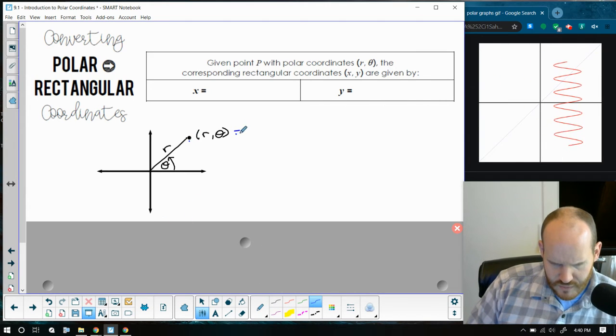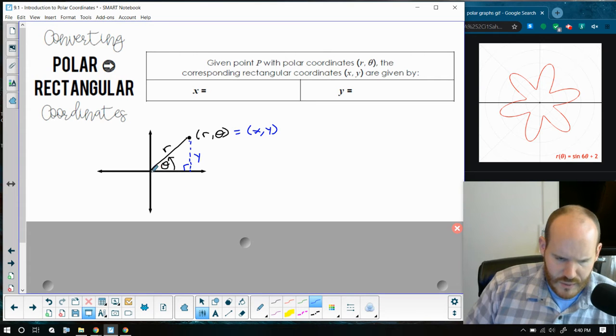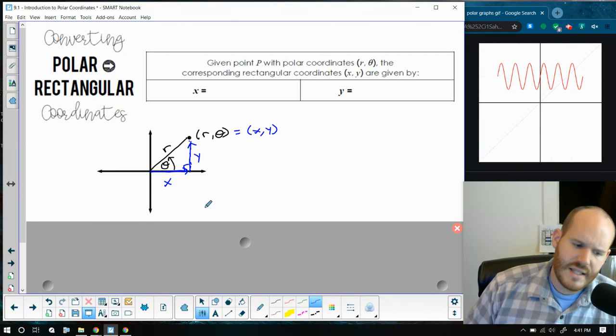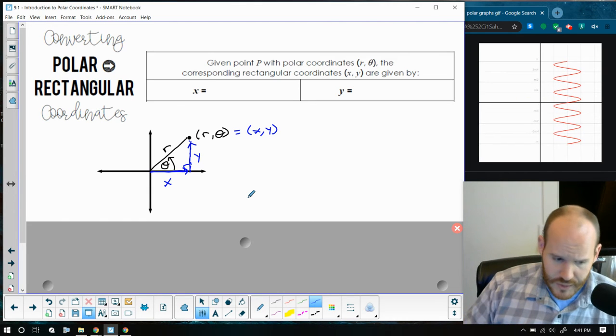So I'm just going to draw in a couple of other things. So this should be equivalent to some xy coordinate in the Cartesian system. So I'm going to draw a height to represent the y value and a directed horizontal distance to represent the x value, because that's how we would get x over and y up would get me to the same thing if I'm measuring in Cartesian coordinates. So then we can use some trigonometry to relate these values.